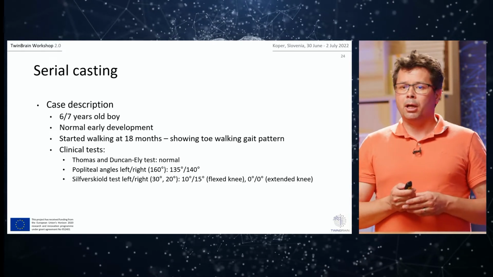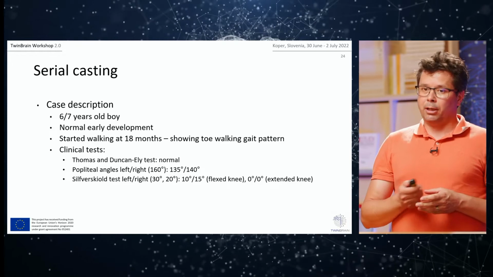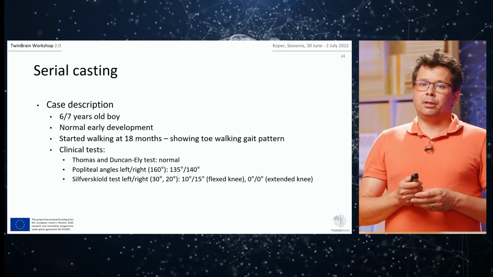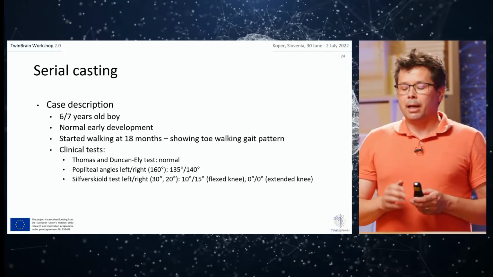Clinical tests have been performed to test the range of movement in the hip joint, the knee joint, and the ankle joint. And what we did see is that in the hip joint, the range of movement was quite okay. But the range of movement in the ankle joint was reduced, and even more reduced in the other ankle joint.